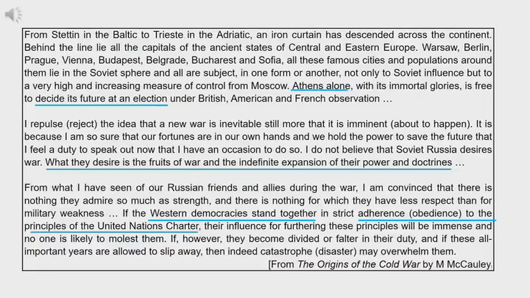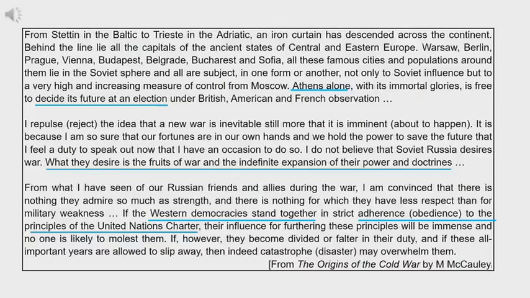Athens alone, with its immortal glories, is free to decide its future at an election under British, American, and French observation. I reject the idea that a new war is inevitable, still more that it is imminent. It is because I am so sure that our fortunes are in our own hands and we hold the power to save the future that I feel a duty to speak now that I have an occasion to do so. I do not believe that Soviet Russia desires war. What they desire is the fruits of war and the indefinite expansion of their power and doctrines.